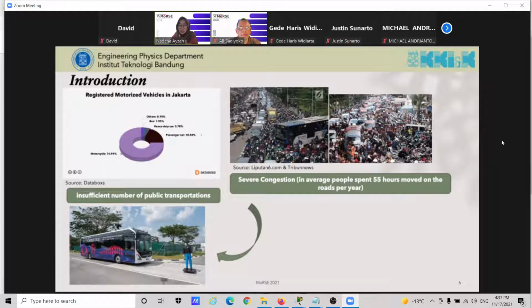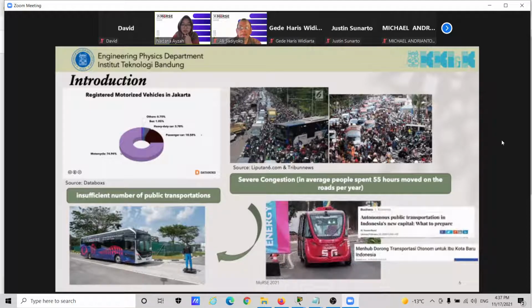The autonomous bus offers efficiency, reduced environmental impact, cost saving, reduced congestion, and increased reliability of the bus. Also, the autonomous bus will be used in the future in the capital city of Indonesia. So I think this research is important and aligned with the government program.